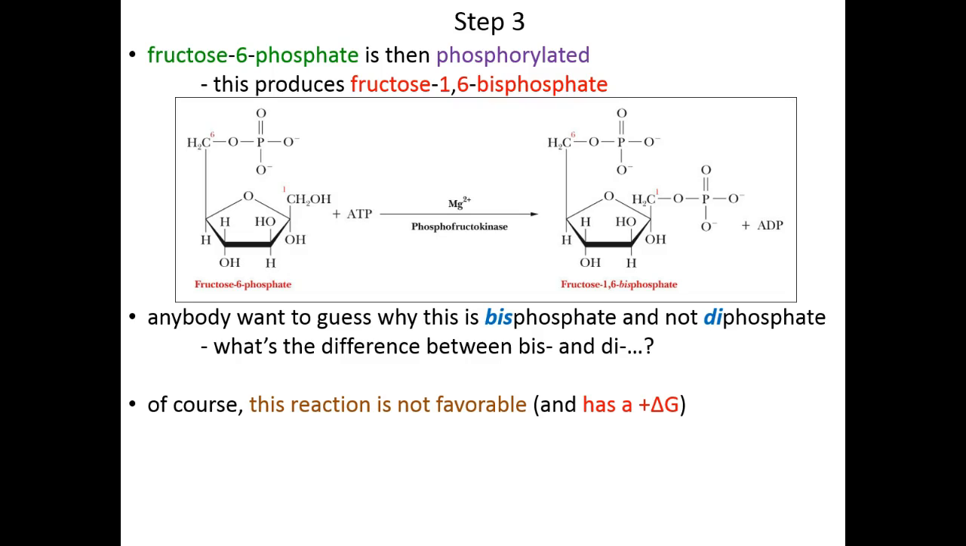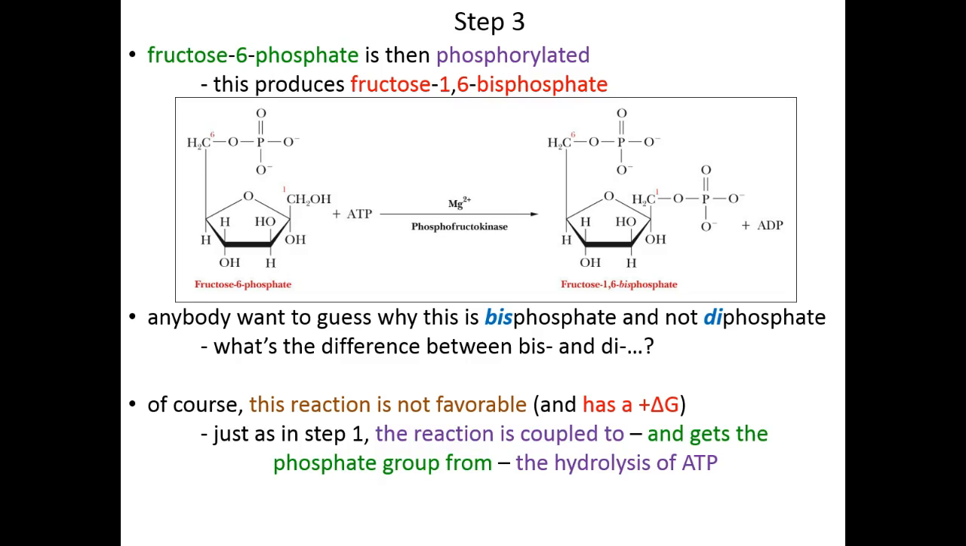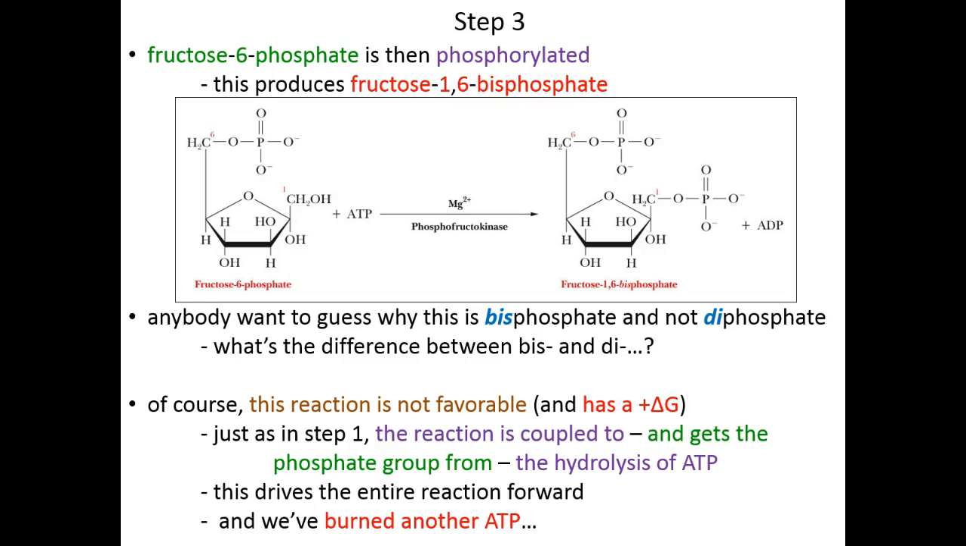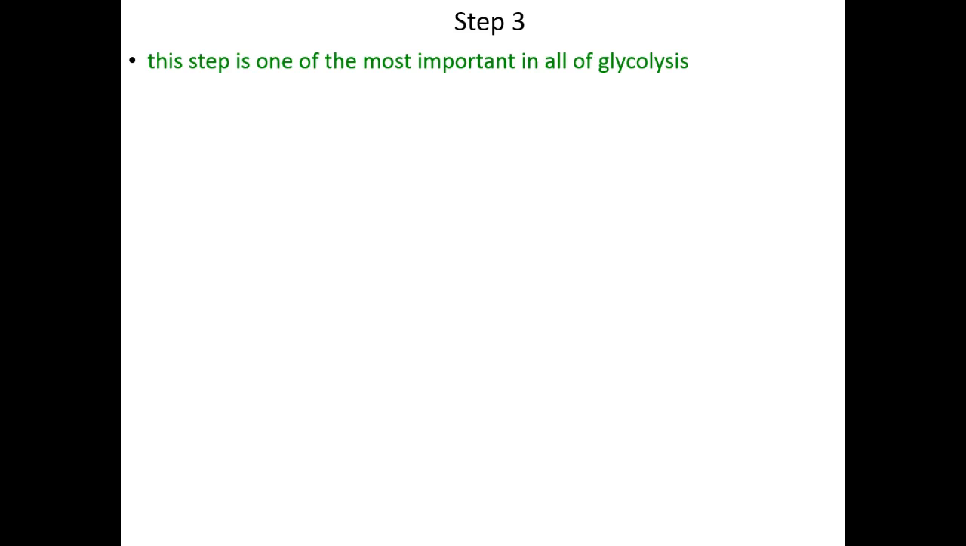Of course, this reaction in and of itself is not favorable. It has a positive delta G, just like step 1, but just as in step 1, the reaction is occurring because it's coupled to ATP hydrolysis. That phosphate is responsible for the coupling, and more energy is released from hydrolyzing that ATP than energy needed to drive step 3 forward, and so the same logic applies. And I told you we would burn 2 ATP molecules in all of glycolysis, and of course we just burned that second ATP. From here on in glycolysis, we will only be making ATP.